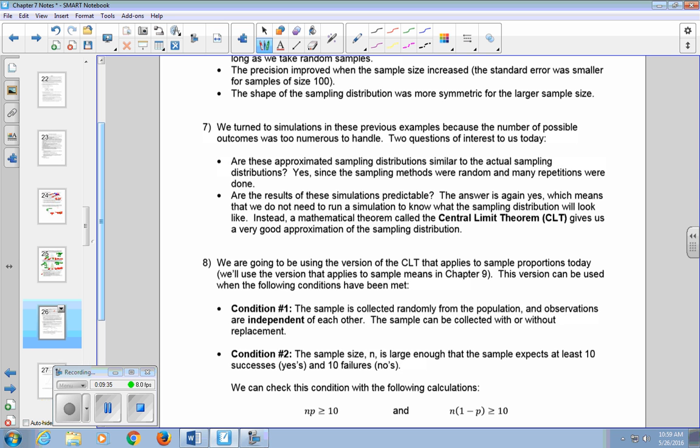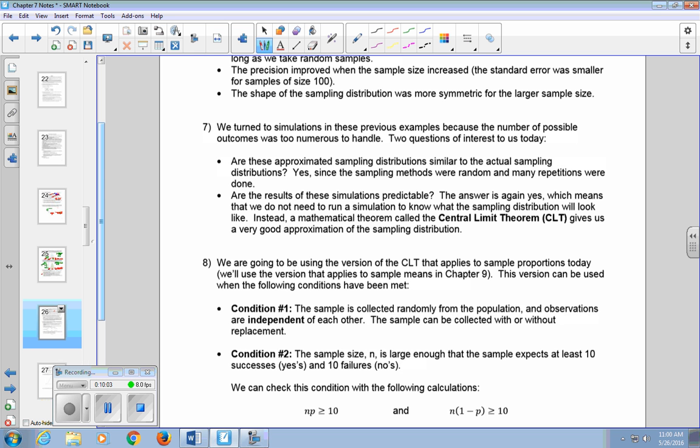And then the second question, are the results of these simulations predictable? The answer is again yes, which means that we don't need to run a simulation to know what the sampling distribution will look like. Instead, a mathematical theorem called the central limit theorem, or CLT for short, gives us a very good approximation of the sampling distribution. Okay, number 8, we're going to be using the version of the central limit theorem that applies to sample proportions in this section. And we're going to use a version that applies to sample means in Chapter 9.